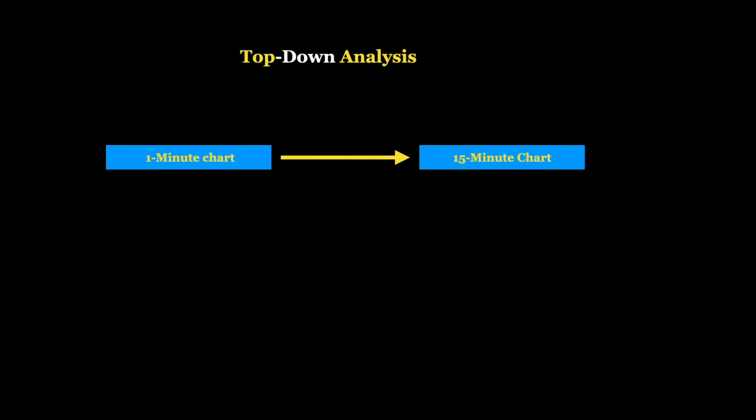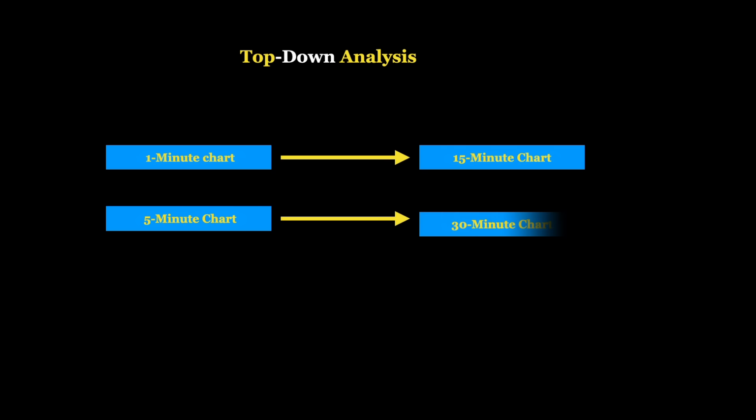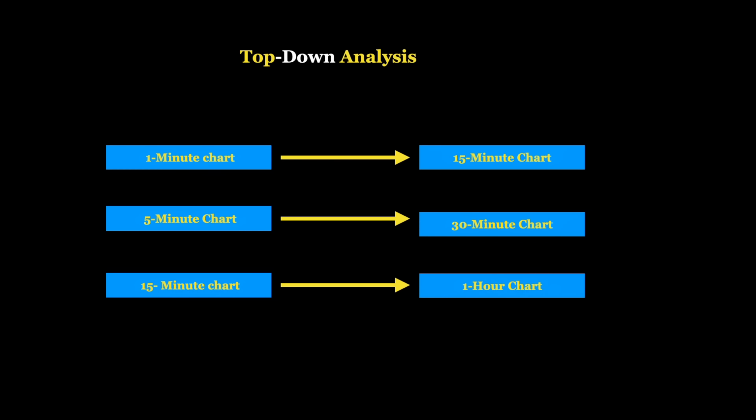So if you're trading on the 1-minute chart, make sure the 15-minute chart is trending up and showing signs that support your trade. If you're trading on the 5-minute chart, always confirm that the 30-minute chart is aligned with your direction. And if you're trading on the 15-minute chart, look at the 1-hour chart first. Make sure the trend supports your idea before you pull the trigger. When both timeframes agree, you're trading with smart money, not against it, and that's when your win rate improves dramatically.